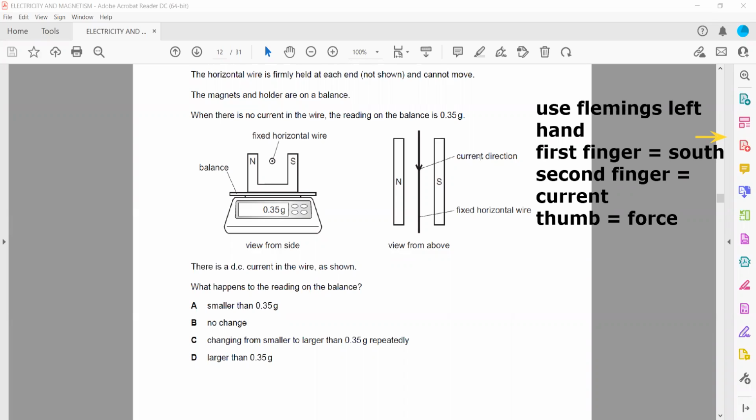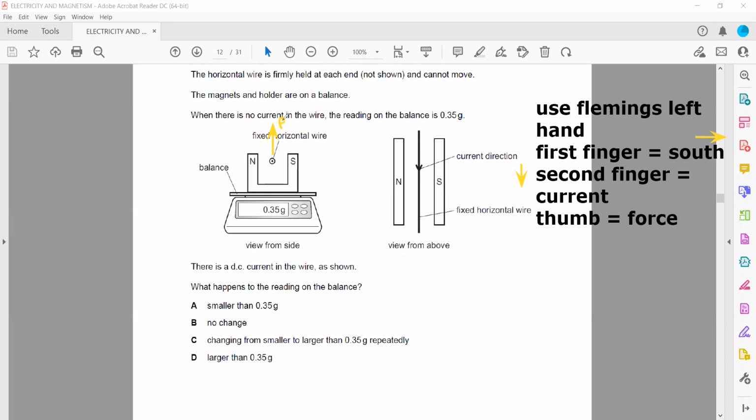Your second finger represents the direction of the current. I'm applying the rule on this diagram, so my second finger should point downward. My thumb is pointing out of the screen, or towards us when we look from above, or when we look from the side, the force on the wire will be upward.